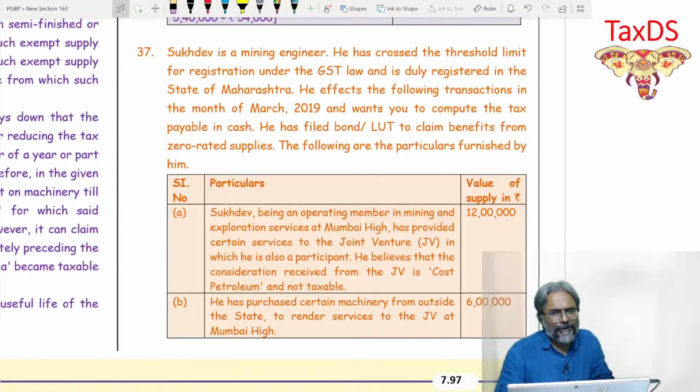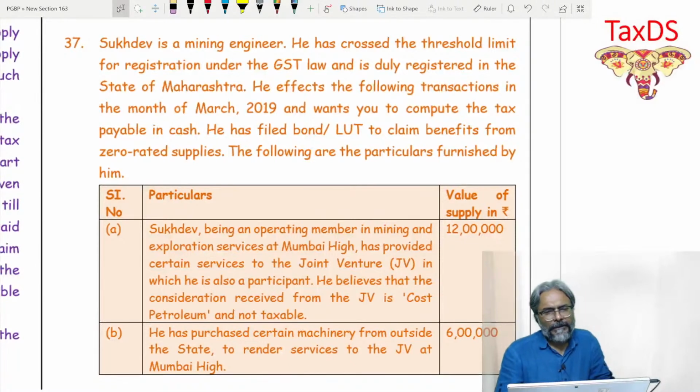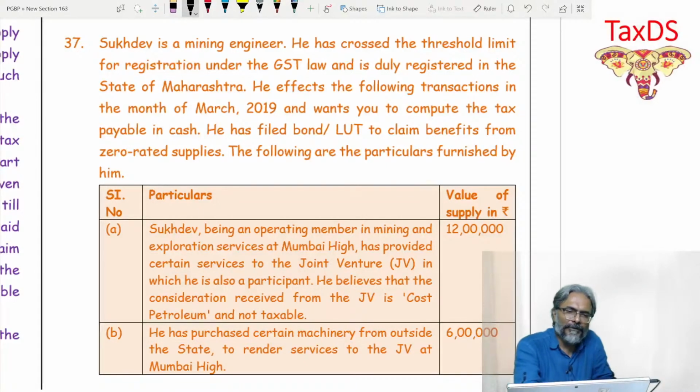Sukhdev is a mining engineer. He has crossed the threshold limit for registration under the GST law and is duly registered in the state of Maharashtra. He effects the following transactions in the month of March 2019 and wants you to compute the tax payable in cash. What he wants from you? Compute the tax payable in cash.